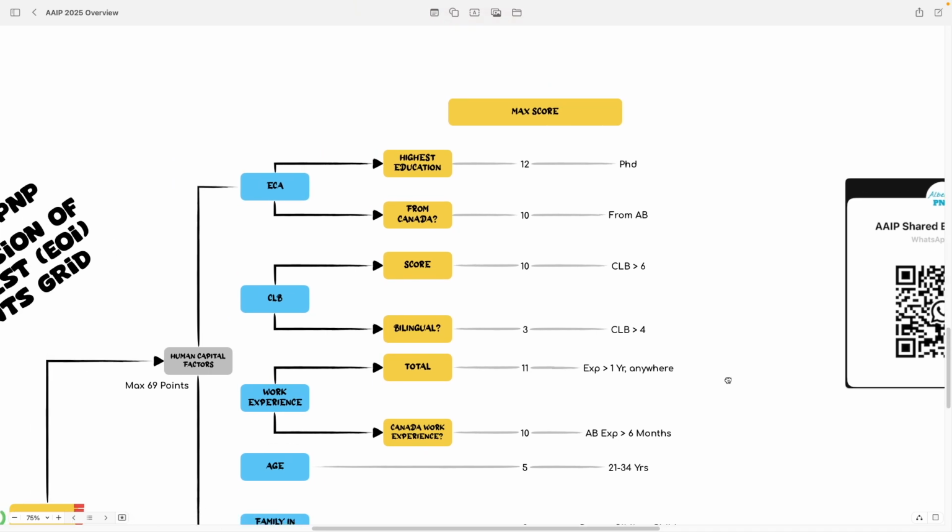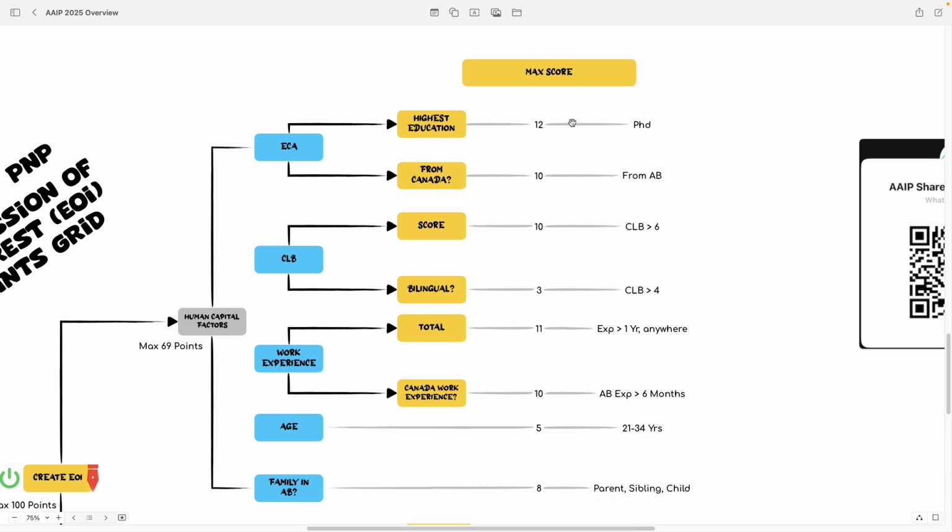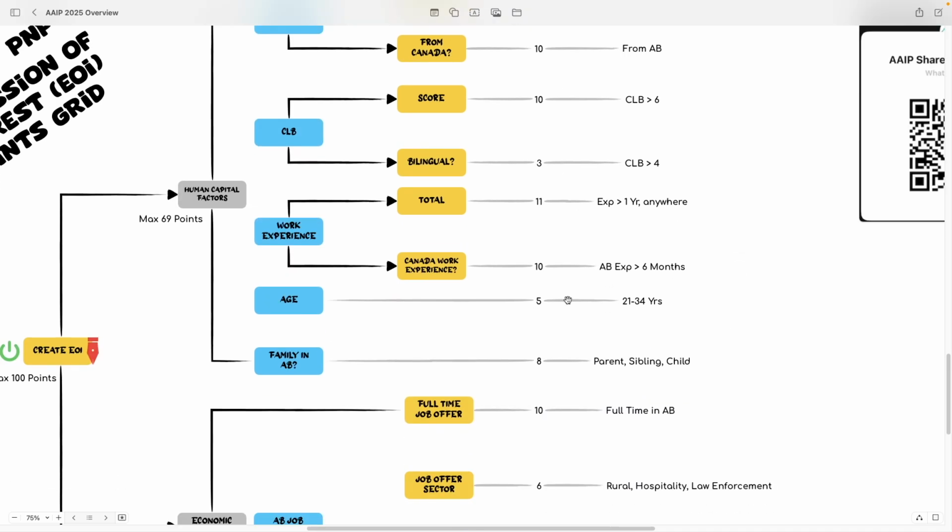How I have prepared this whiteboard is, under each of the factors, I have marked the maximum points you can score. And as I said, from time to time, I will refer to the official documentation for any details. In this particular presentation, I will cover only the breakdown of the expression of interest point system. If you want to understand how expression of interest works, please refer to my earlier video in this series, part 1. And in this part 2, I will cover the basics of the points so that you can understand how you are getting the score that you are getting.